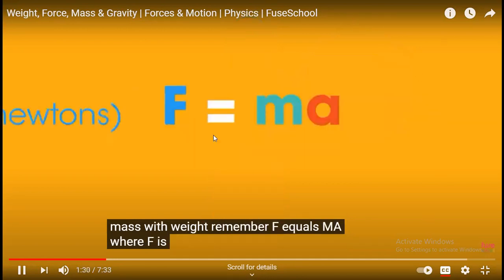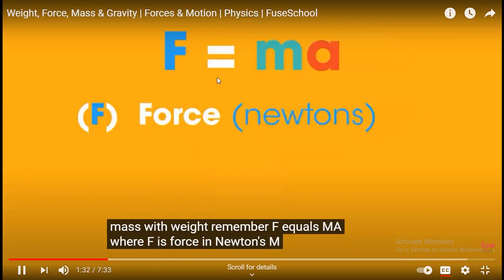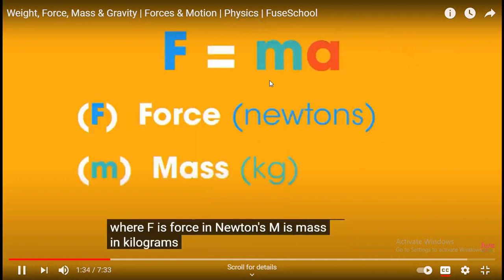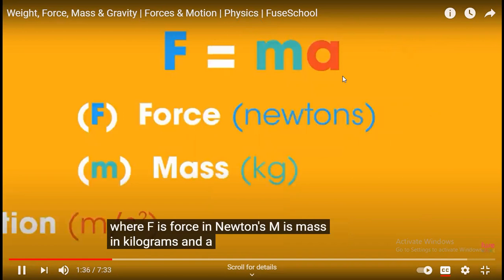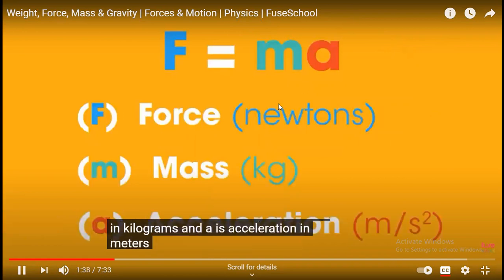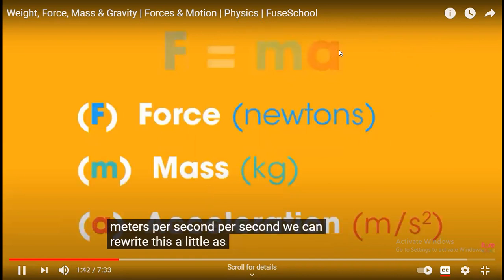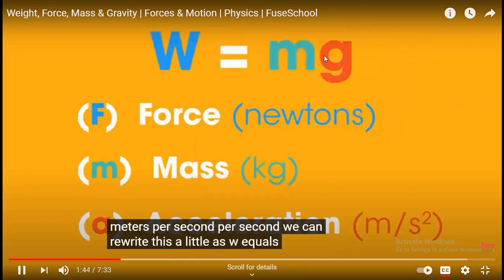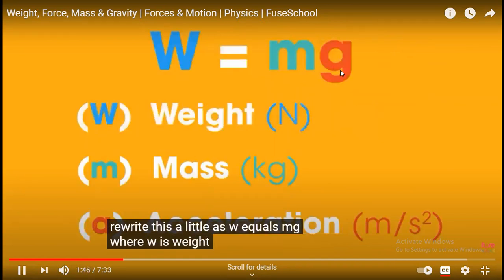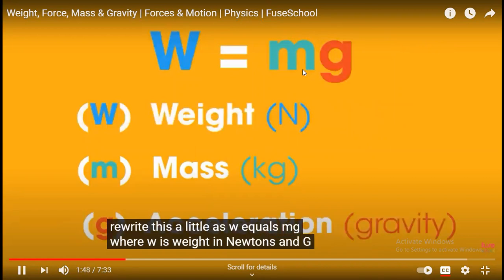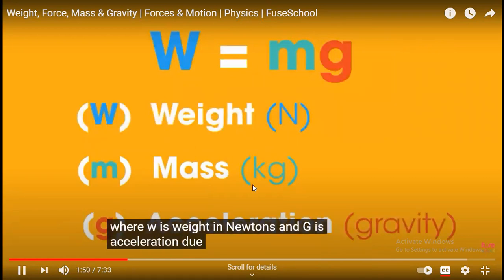So how do you get the weight? We use the formula of force is equal to mass times acceleration. So by this acceleration, we can write it as G. And G is the acceleration due to gravity. Mass is the quantity of the body in kilograms.